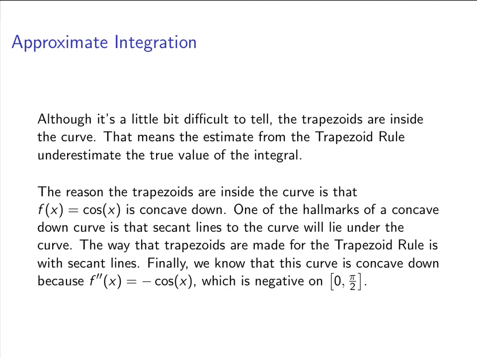And the last thing we should mention is that the reason this curve is concave down is because its second derivative is negative cosine x, and that's a negative function on the interval from 0 to pi over 2. Okay, that's all for now.